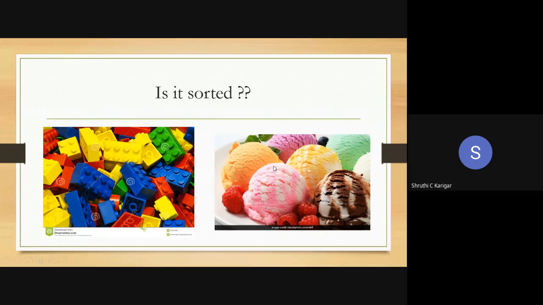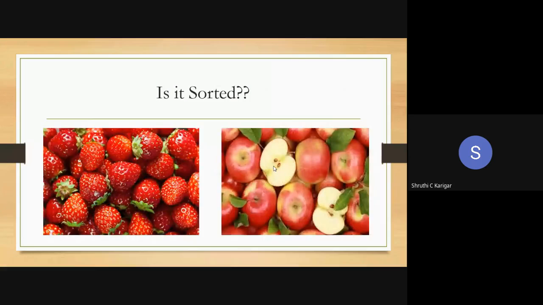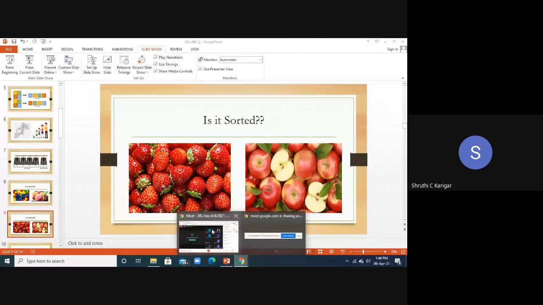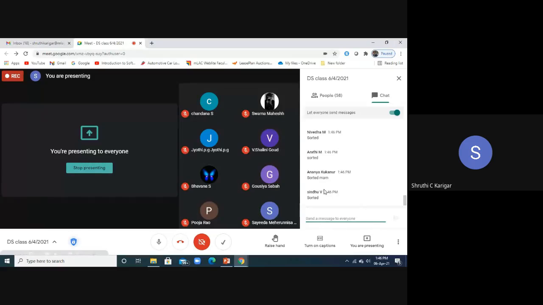Okay, in the same way observe the next slide also, and now you all tell me whether the strawberry and apple are sorted or unsorted. You can all use your chat box to say whether the strawberries and this apple are in unsorted or sorted order. You can use your chat box. I'll be checking.